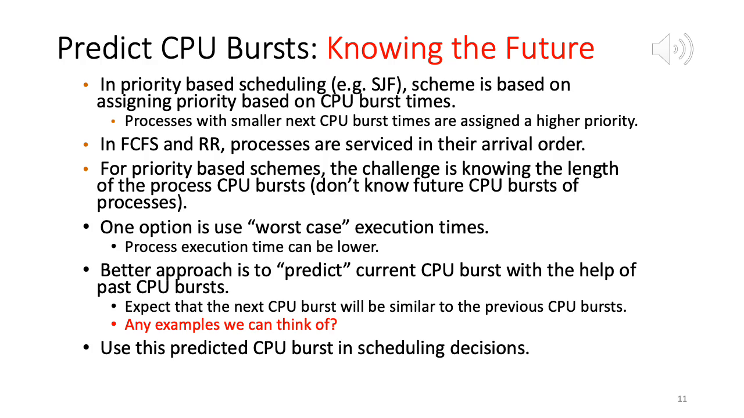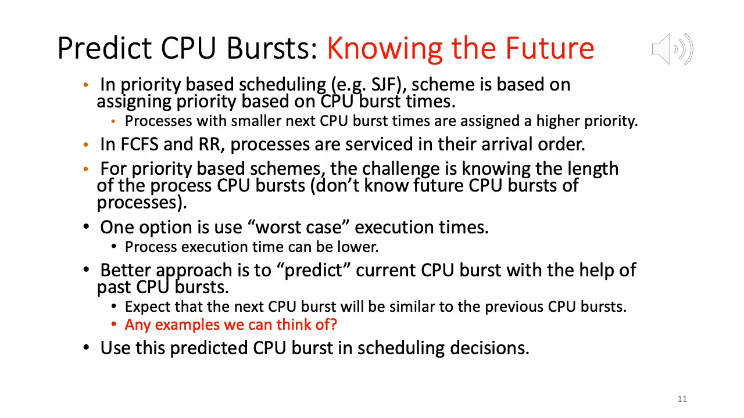So only based on that you will do the calculations. For priority based schemes, the challenge is knowing the length of the process CPU bursts. We don't know the future CPU burst of processes. First of all, we don't even know what process is going to arrive in the system. And even if we know the process, we don't know the length of the CPU burst.